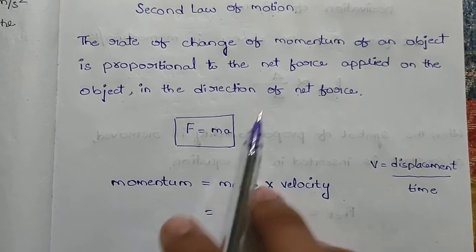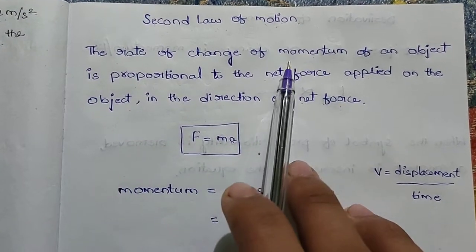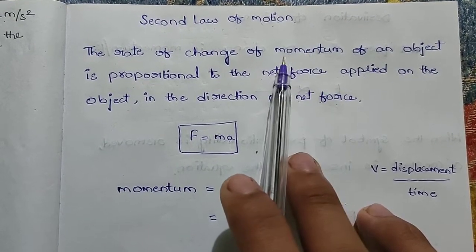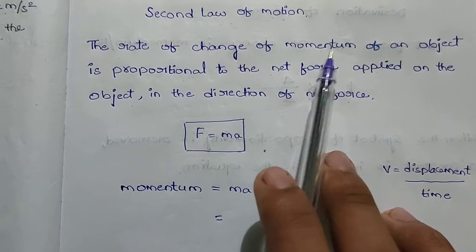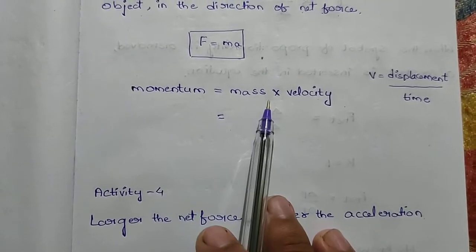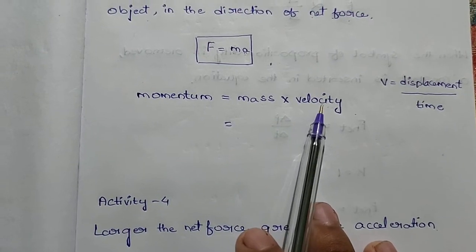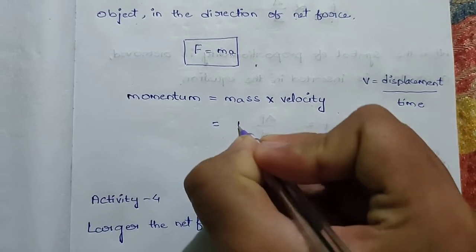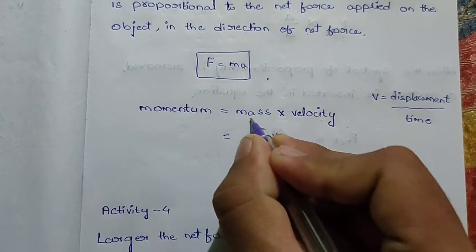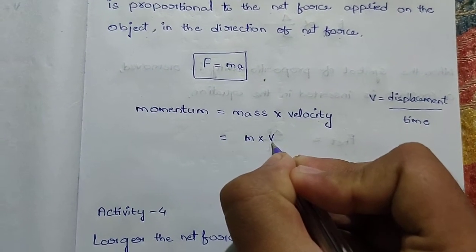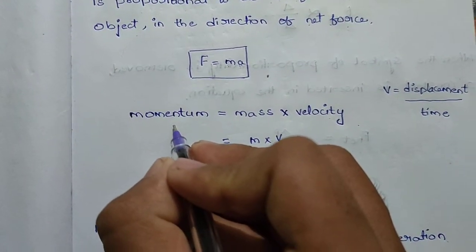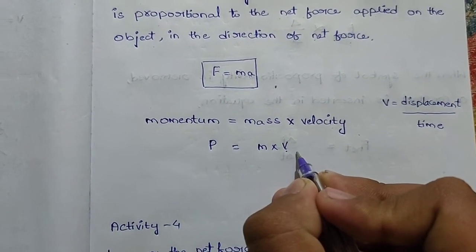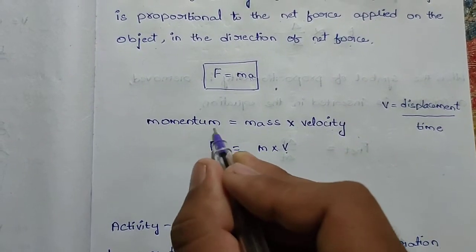Now in the definition, we have a term called momentum. So what is momentum? Momentum is nothing but mass into velocity. I can write this as m into v, mass and velocity. The denotation for momentum is P. So P = mv is the formula for momentum.